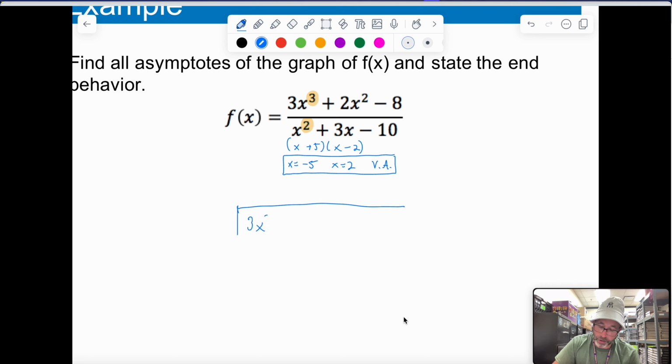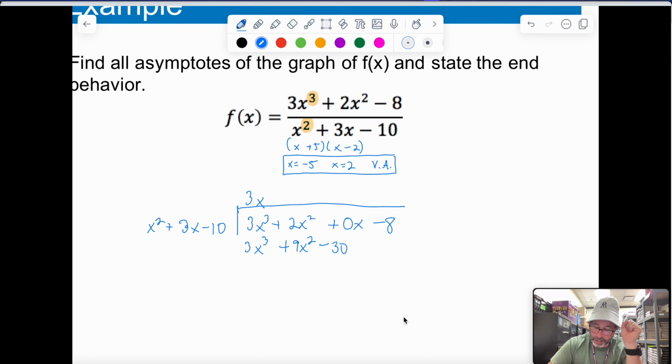So we have 3x cubed, 2x squared. We have no x's, and then we have that -8. And if we divide by that x squared plus 3x minus 10, let's go ahead and do the long division. X squared goes into 3x cubed, 3x times. That's going to give me 3x cubed plus 9x squared minus 30x. Opposite, opposite, opposite. We end up with a negative 7x squared and then a positive 30x.